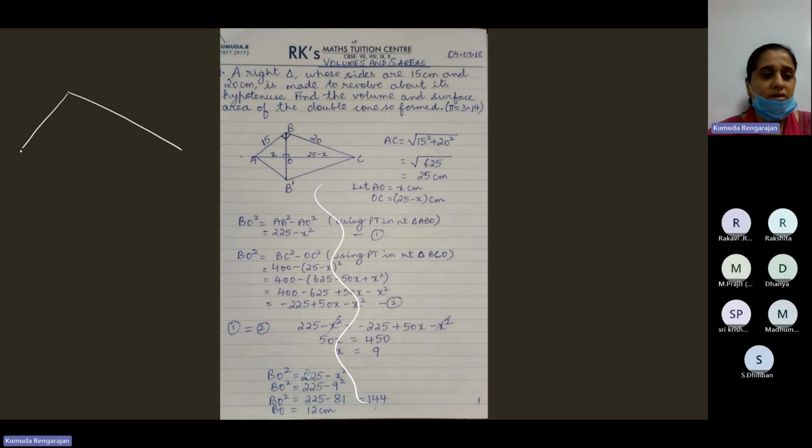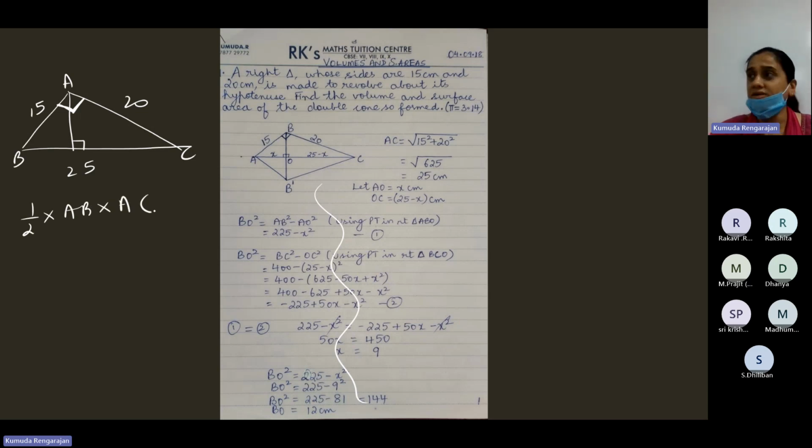When you have a right triangle, we know all the sides. This is 15, this is 20, and this is 25, right? So you can find the area of the right triangle ABC. This is 90 degrees. So using the formula half base into height, half into base AB into height AC, half into product of legs. The legs are AB and AC. Why? Because they're the sides containing the right angle. So half into AB into AC.